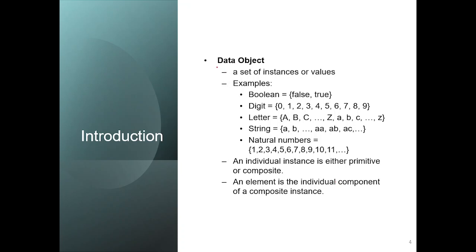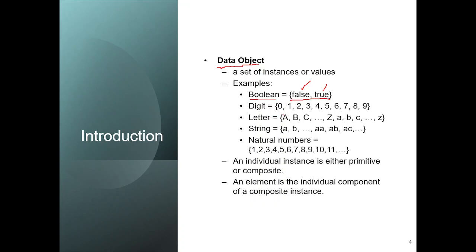But let's get started here. First of all, we'll introduce the term data object. Now, what is a data object? A data object is basically a set of instances or values. For example, these are data objects of type Boolean. What are the values or instances for this data type? We have false and true. So this can be a data object.